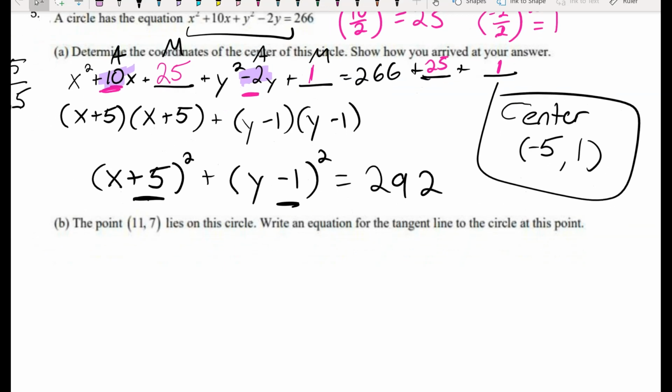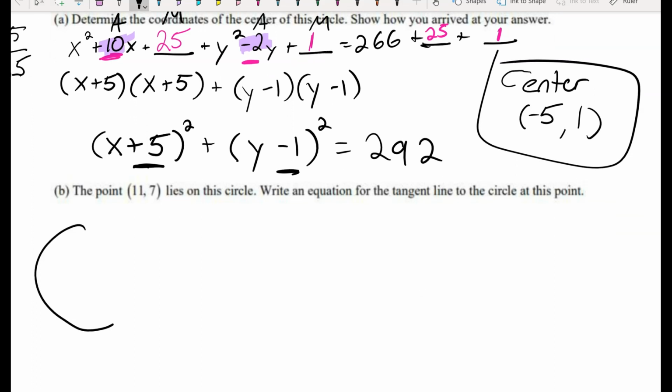Part B says the point 11, 8 lies on the circle. Write an equation for the line tangent to the circle at that point. Well, this is the same scenario as the last problem, where I know the center, and I know some point on the edge of the circle. That should be 11, 7. So I know one point that's on the line, but I still need the slope of the line.